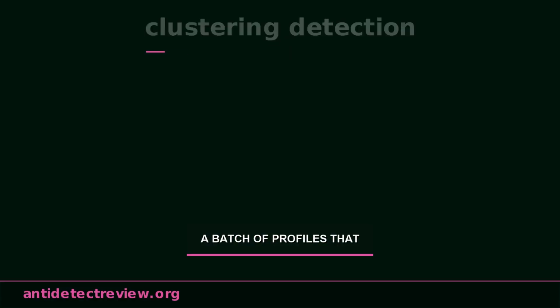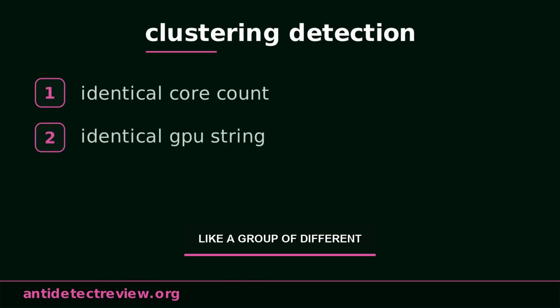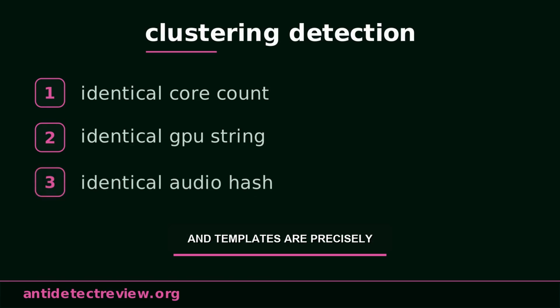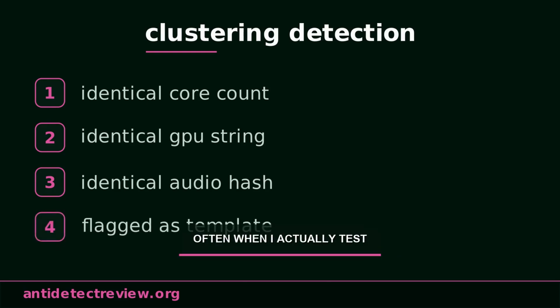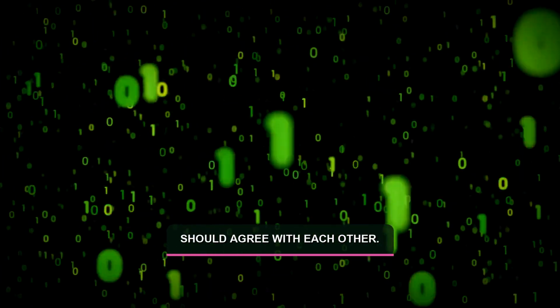A batch of profiles that all report the exact same core count, the exact same GPU string, and the exact same audio hash doesn't read like a group of different real users on different machines. It reads like a template stamped out from one source, and templates are precisely what clustering-based detection is built to notice. The failures I see most often when I actually test tools aren't about one wrong value, they're about inconsistency between subsystems that should agree with each other.